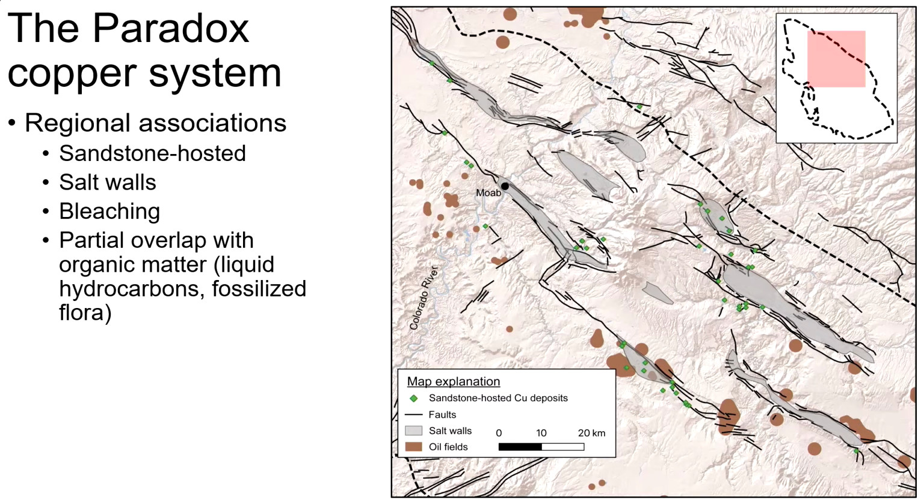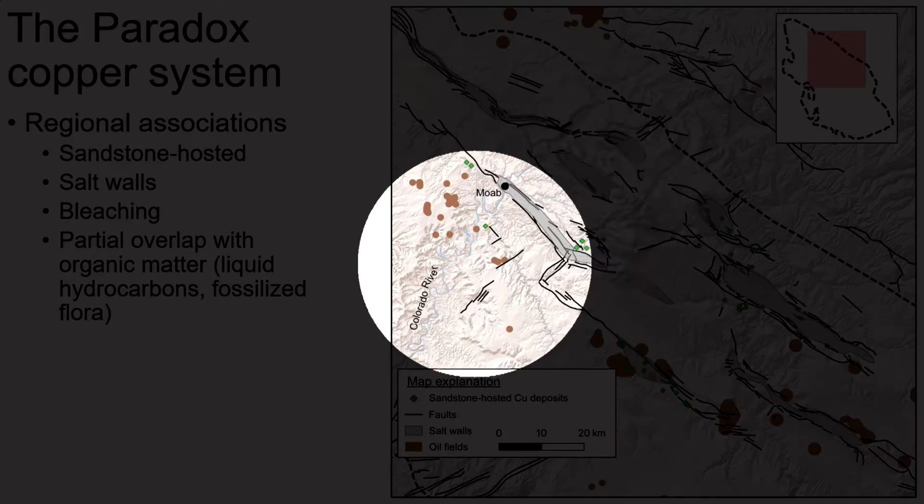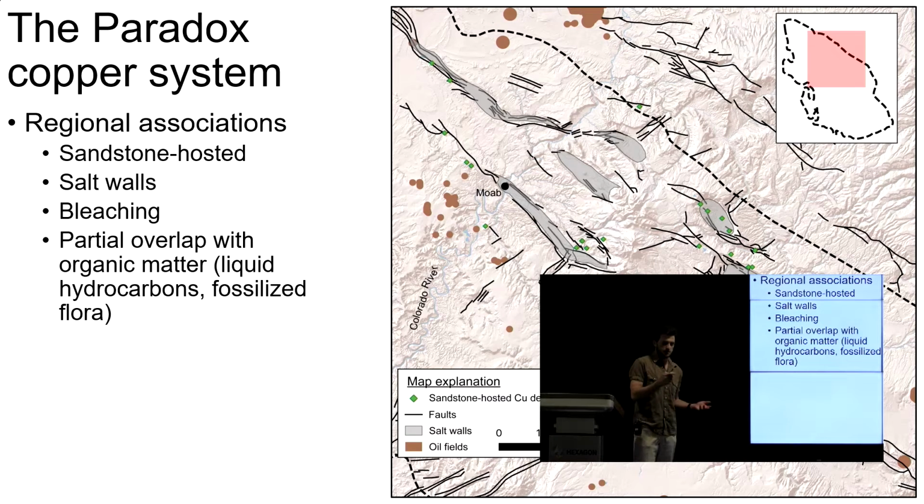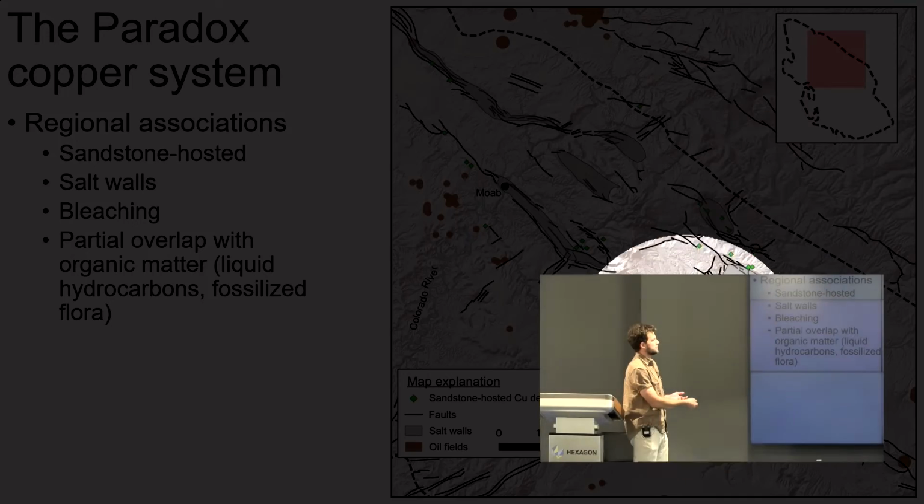So we're now in the northern part of the basin. There's our location map here on the right, so that red square is showing the northern part where we have an abundance of these major salt walls. And these deposits are shown in the green diamonds once again, and we can see that there's a pretty close association with things like those salt walls. There's an abundance of bleaching that they're associated with as well. And there's, in some cases, overlap in space with different kinds of organic matter, which includes things like oil and gas, as well as fossilized flora, as shown with the brown polygons there.